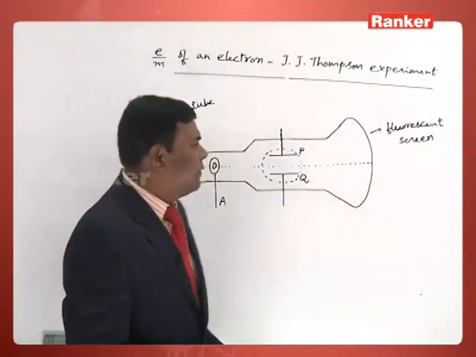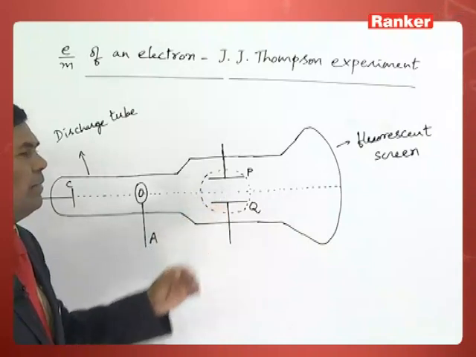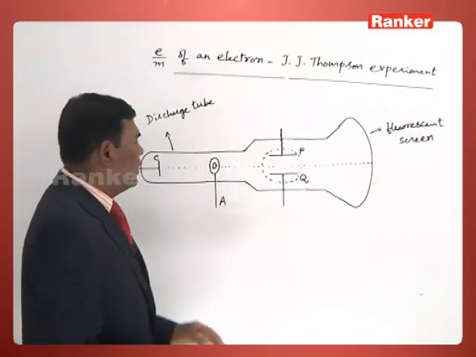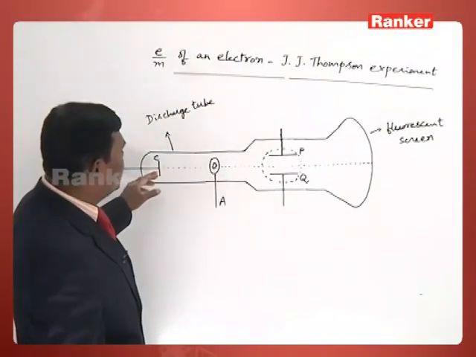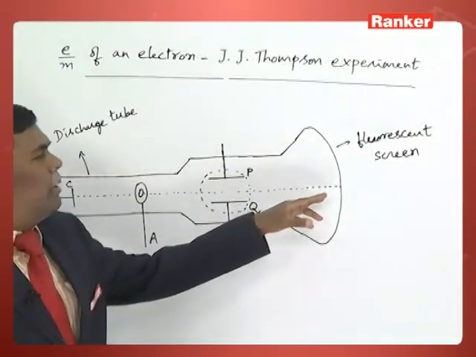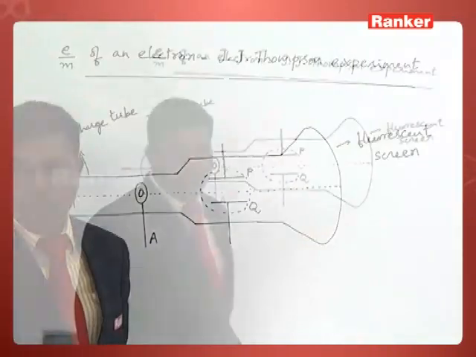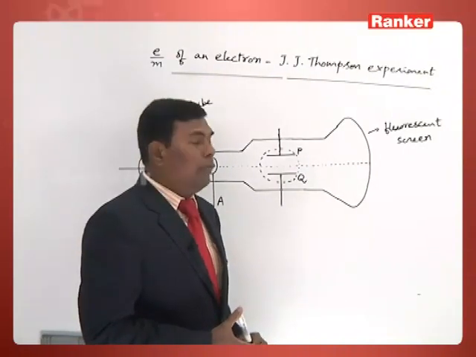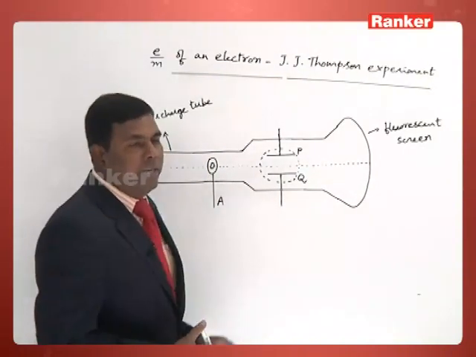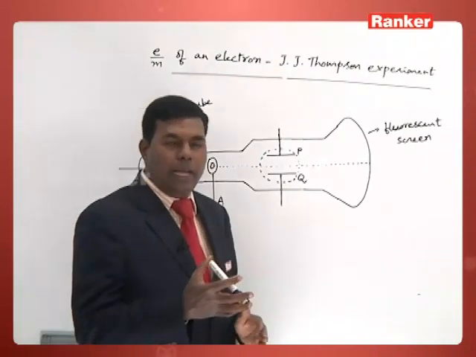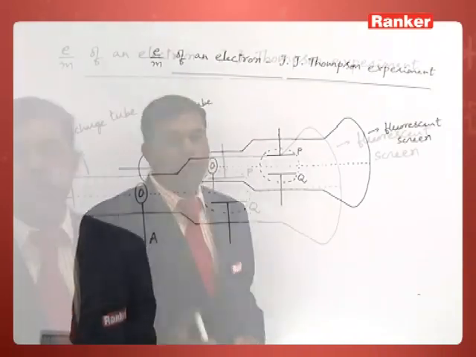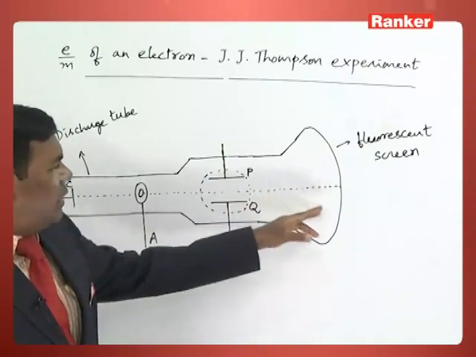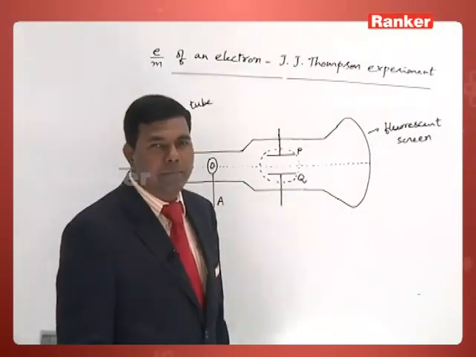Now, in the absence of any electric field or magnetic field between the two plates, the cathode rays which are emitted in the discharge tube strike at the midpoint on the fluorescent screen. You can see it with a glow. Now, when an electric field is applied, the electron beam or cathode rays get deflected. You can see the deflected beam at a different location on the screen.